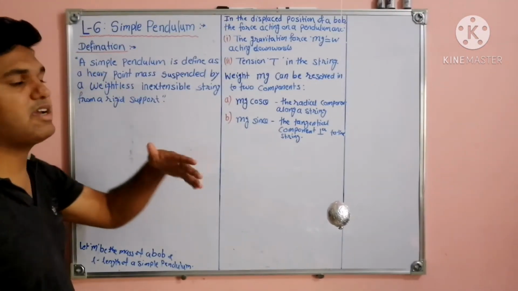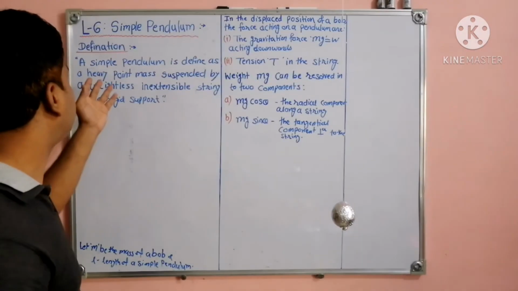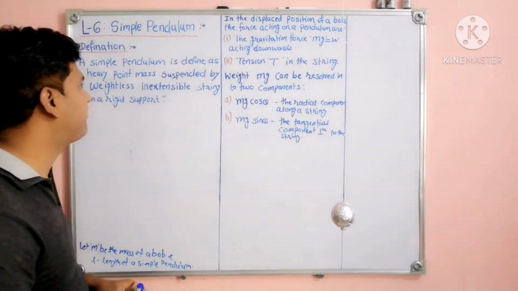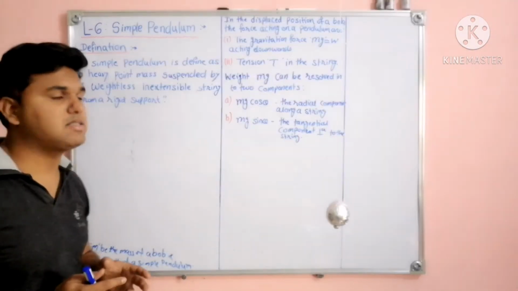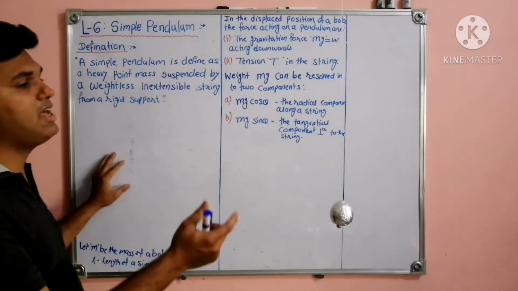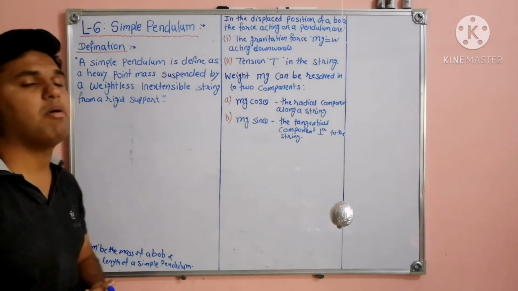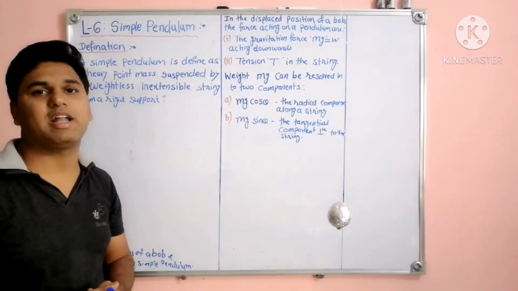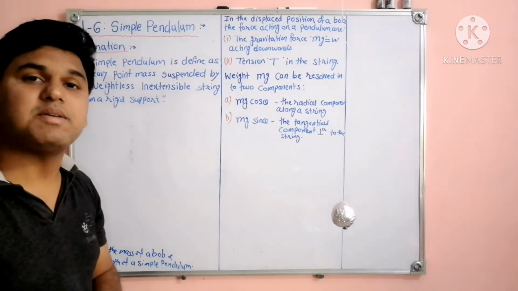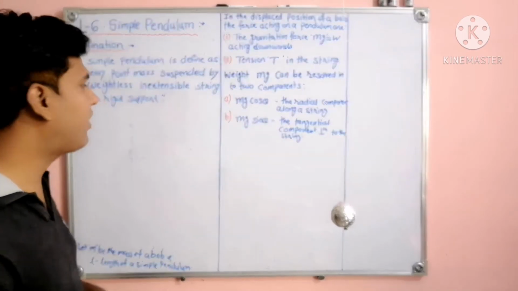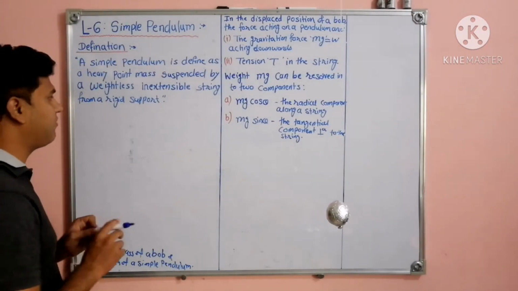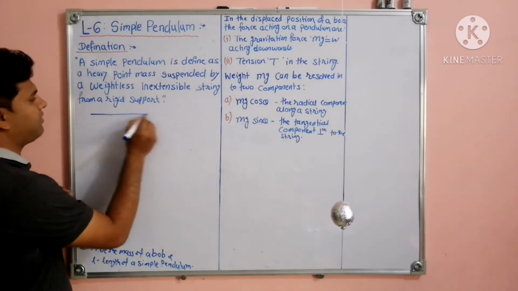Once again we repeat this definition. A simple pendulum is defined as a heavy point mass suspended by a weightless, inextensible string from a rigid support. The system is called a simple pendulum. Now let's draw the diagram of this simple pendulum.